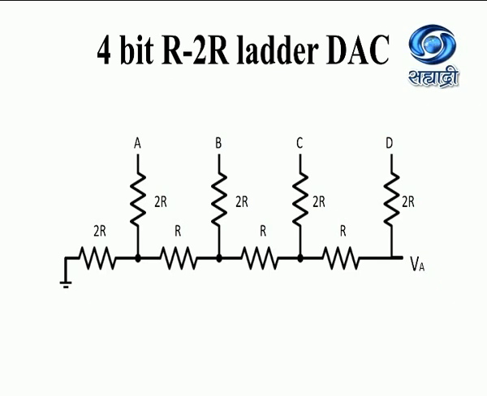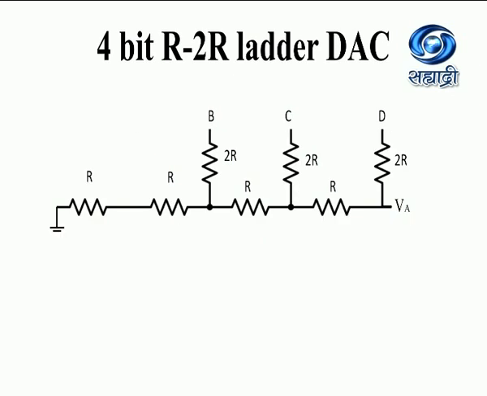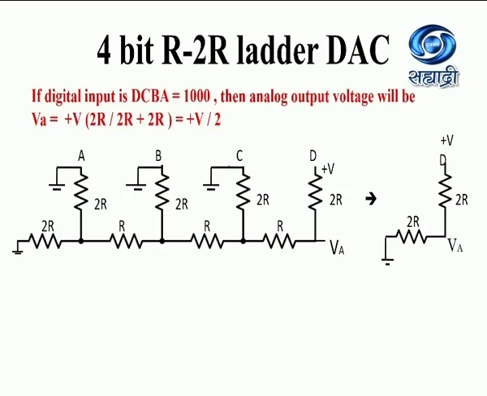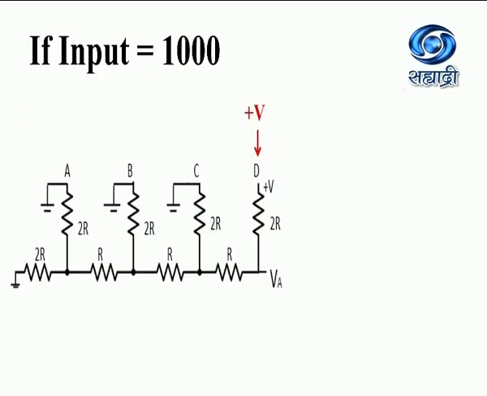If you minimize this, we will get the network at A, then B, here C, and at the D position. If the digital input DCBA is 1000, then the analog output voltage will be VA equal to V divided by 2R plus 2R plus 2R, that is V by 2. So by using this 2R and R network, we get the D positional weight using the potential divider formula. That's it. Let's say the input applied is 1 0 0 0. I have taken this example to understand this R2R ladder in detail.